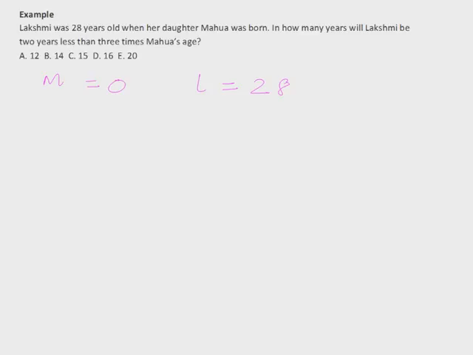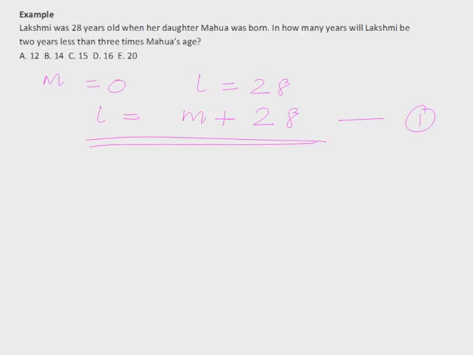So can I write an equation relating them? Yes, Lakshmi is 28 years older than Mahua. So no matter how old they are now, that gap is not going to change. They're still going to be 28 years apart because they were 28 years apart the day Mahua was born. So I can write that Lakshmi's age is Mahua's age plus 28. And this holds for all time as long as both are alive. So that's my first equation relating Lakshmi and Mahua.